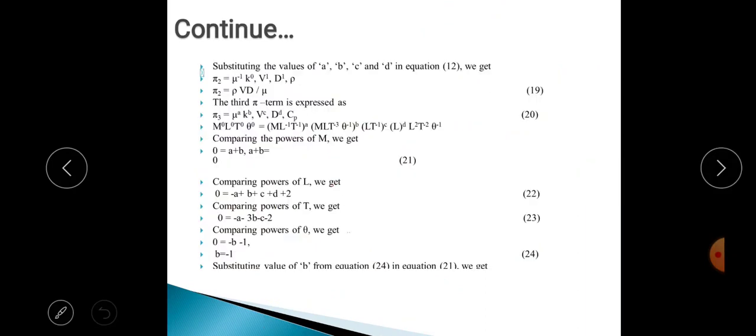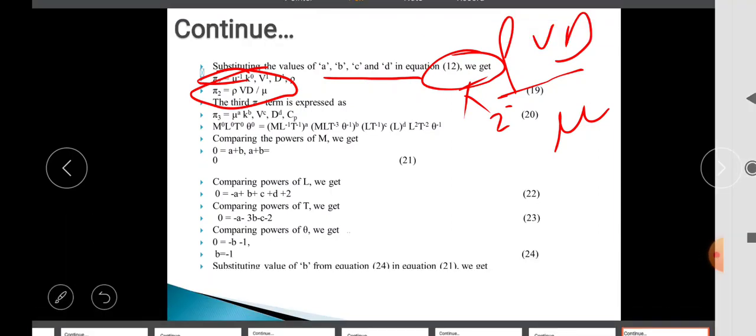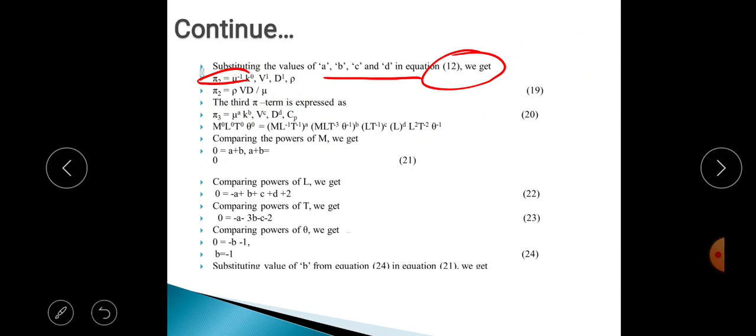Now we will substitute the values of a, b, c and d in equation 12. So what will we get? We will get the pi 2 term as mu raised to minus 1, k 0, v 1, d 1, rho. So we can write the pi 2 term as pi 2 equals rho V d by mu. So this is the pi 2 term.